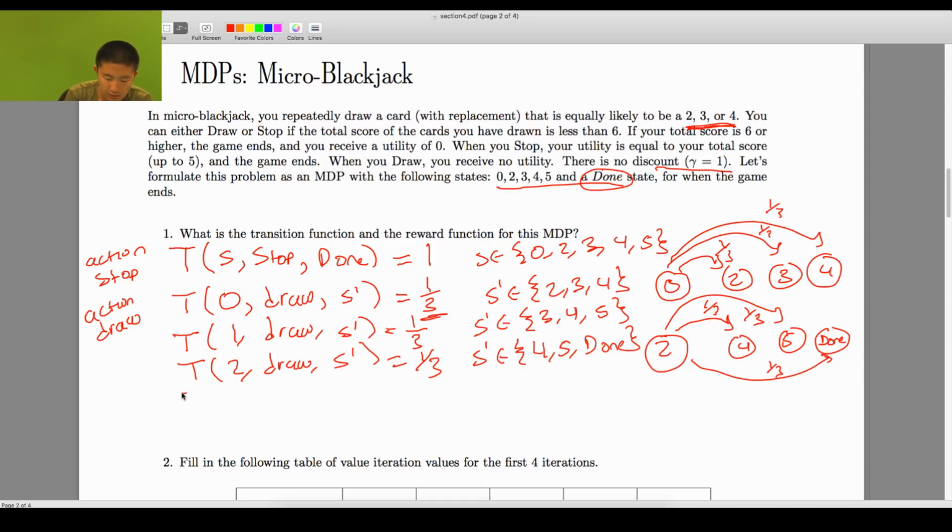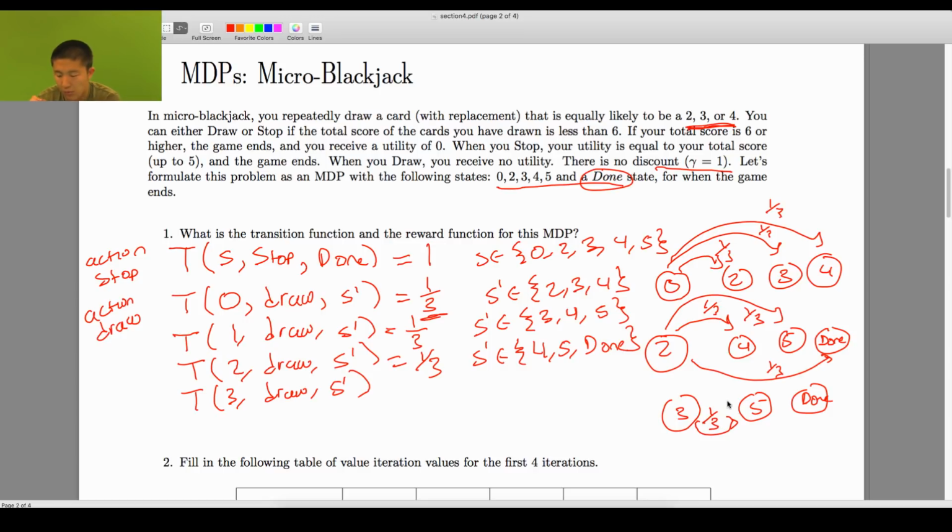Now for the case of T of 3, and we draw, then we start in state 3, and we can either go to state 5 or done. If you draw a 2, then you will go to 5. That happens with a probability of 1/3. But if you draw a 3 or a 4, then in both cases you will exceed a score of 5, so you go to done. This happens with a probability of 2/3. So we have 1/3 if S prime is equal to 5, and 2/3 if S prime is equal to done.